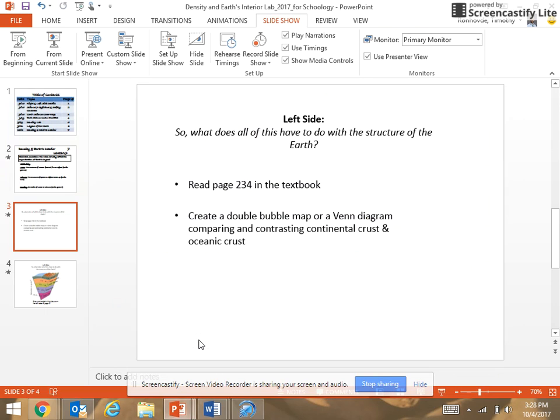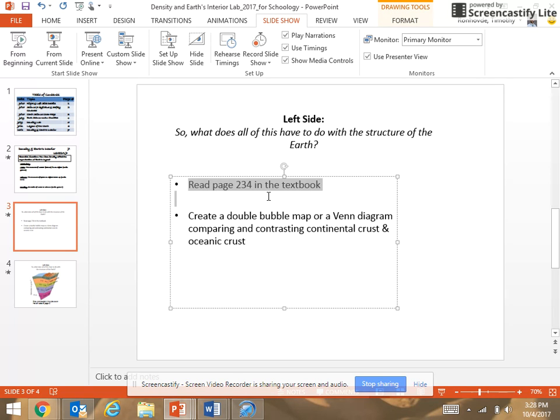So the first part of that was a review of the left side of page 7 from last class. And towards the end of that class, you were supposed to read page 234 in the textbook. That's online if you did not get to that. And then you were supposed to create a double bubble map or a Venn diagram comparing and contrasting the 2 types of crust. And that information will be helpful as we learn about earthquakes and volcanoes coming up.